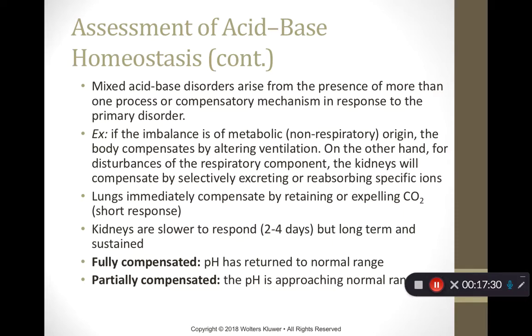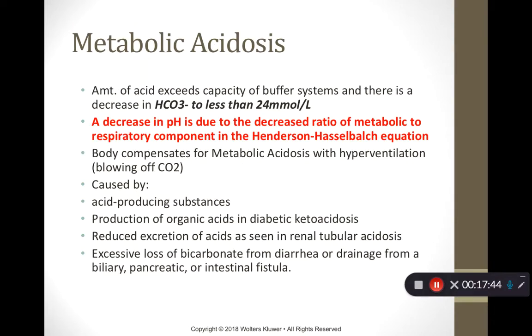So there could be full compensation or partial compensation. In full compensation, the pH has returned to normal range, and in partial, the pH is approaching normal ranges. So when the amount of acid exceeds the capacity of the buffer system, and there is a decrease in bicarbonate to less than 24 millimoles per liter, that means there is metabolic acidosis.